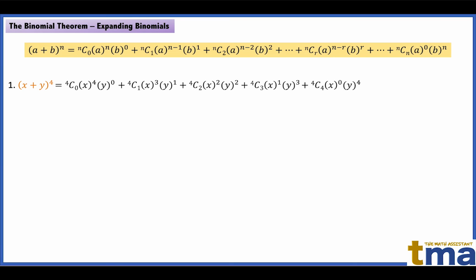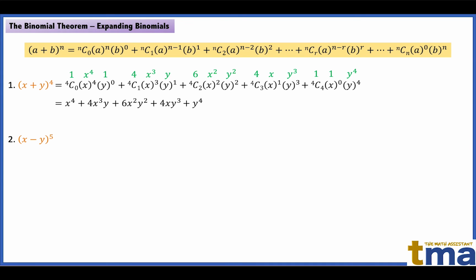As you can see, we started with 4C0, then 4C1, then 4C2, then 4C3, and finally 4C4. Also, we started with the first term x to the power 4, x to the power 3, then x to the power 2, then x to the power 1, then finally x to the power 0. Similarly, we started with the second term, y to the power of 0, then y to the power of 1, then y to the power of 2, then y to the power of 3, and finally y to the power of 4. Now we start simplifying using a calculator to evaluate each term, as you can see now. That would give the final answer as this.